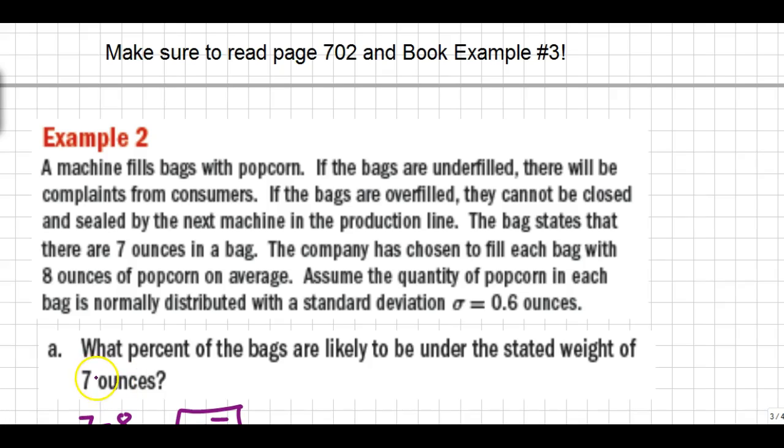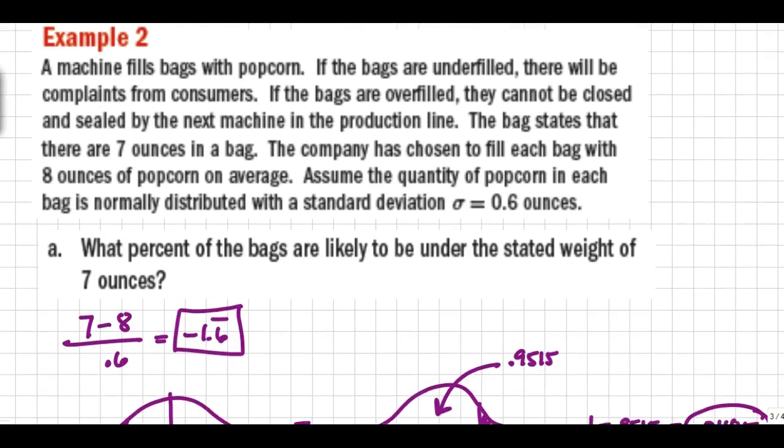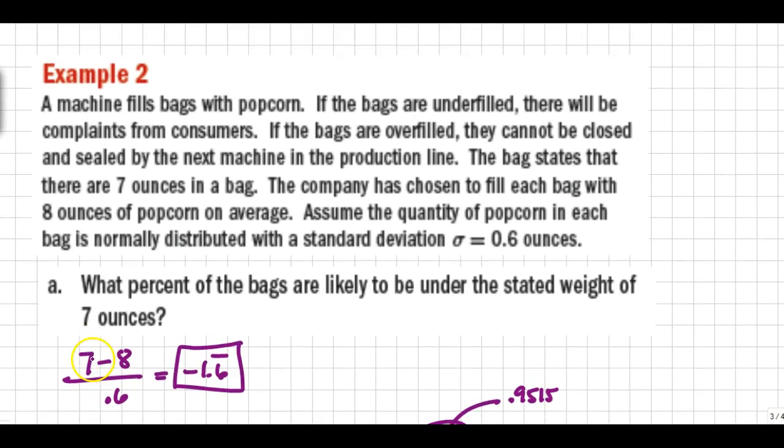So we're going to first take that 7-ounce bag and we're going to convert it to a z-score. The way that you do that is you take the piece of data, the 7, take away the mean, and divide by the standard deviation. When we do that calculation, we get negative 1.6 repeating. We expected to get a negative number because 7 is below the average. Numbers that are below the average will be negative, below 0.